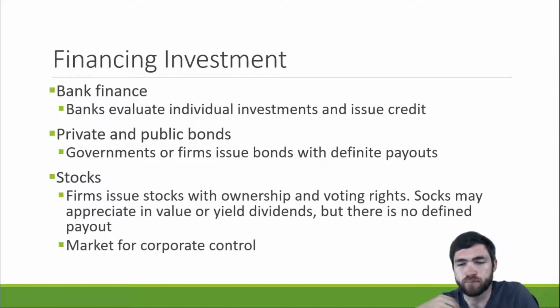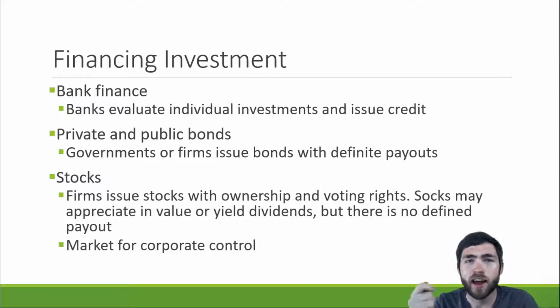So a bond is essentially an IOU. So IBM can say, hey, I'll sell you this bond that says that in a year I'll pay you $120 if you give me $100 now, right? So it's got this fixed payoff date and amount.